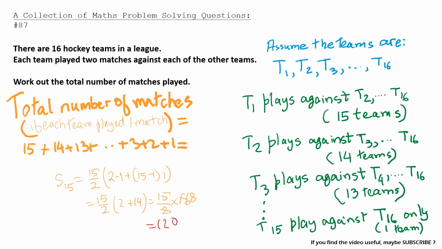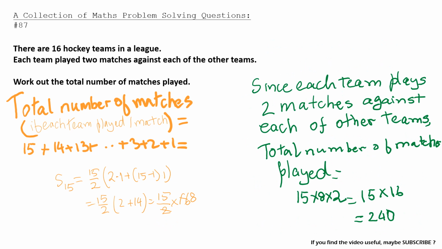However, they have not played one match. The question says there are 2 matches that are played, since each team plays 2 matches against each of the other teams, so the total number of matches played would be 240, and 240 is our answer.